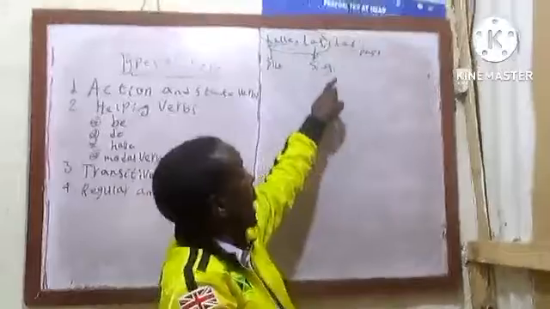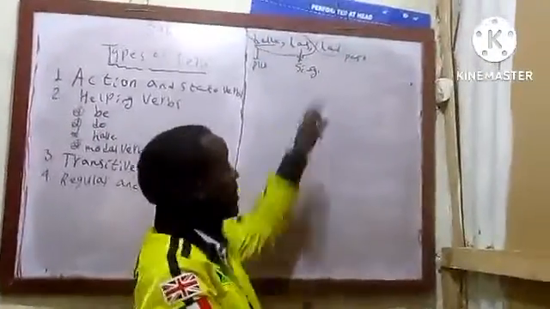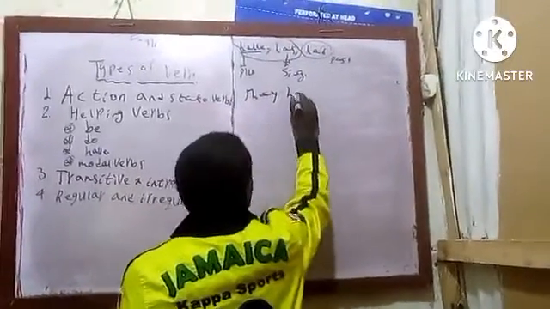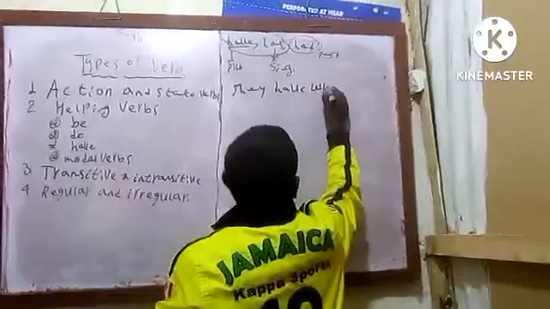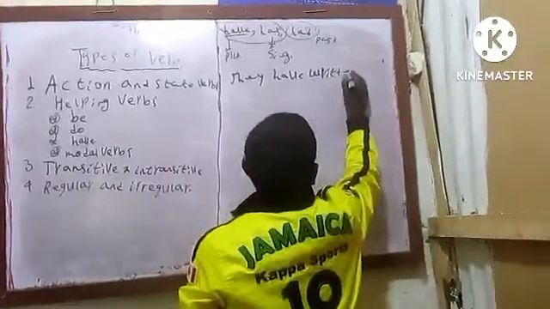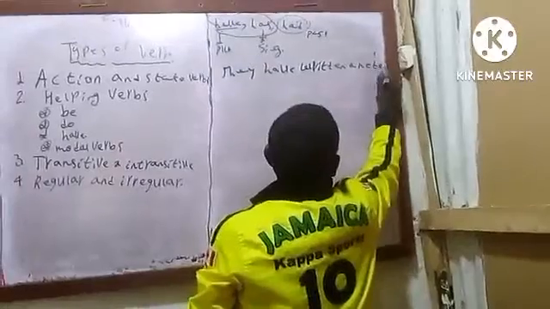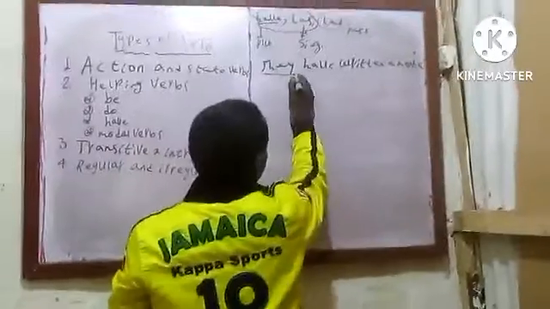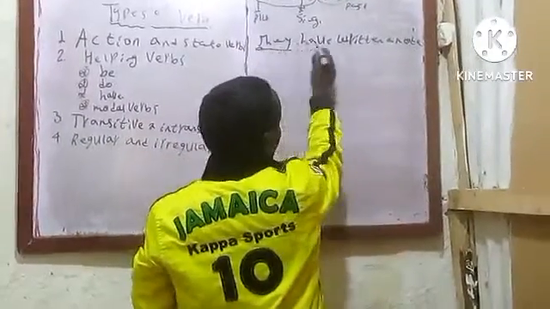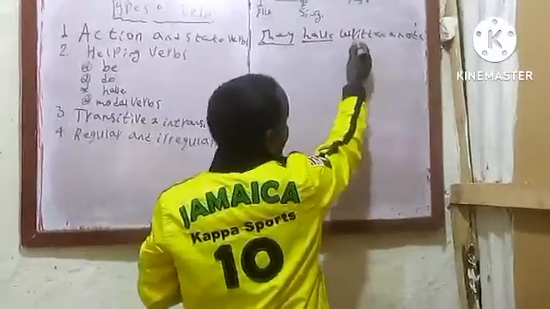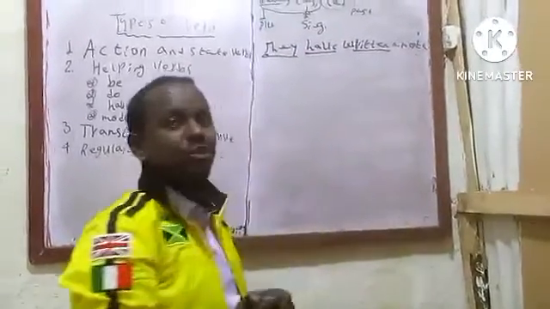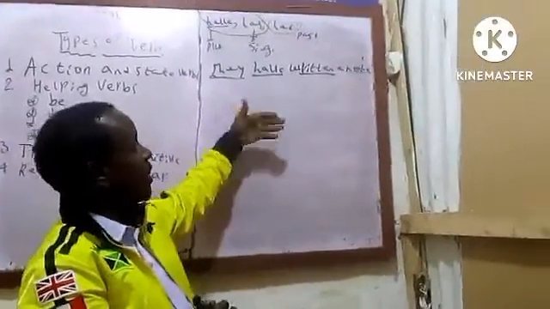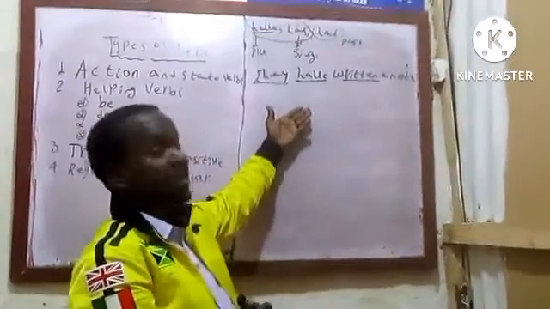For instance, we can see it with an example. They have written a note, right? If I say, for instance, they have written a note, here there is a plural subject, they, and following that there is have, and there is what? Verb 3. We are using it to express a kind of tense which is present perfect tense.